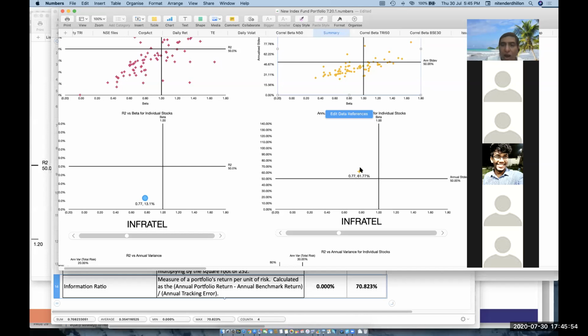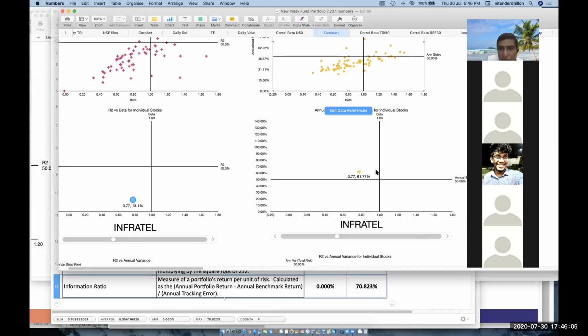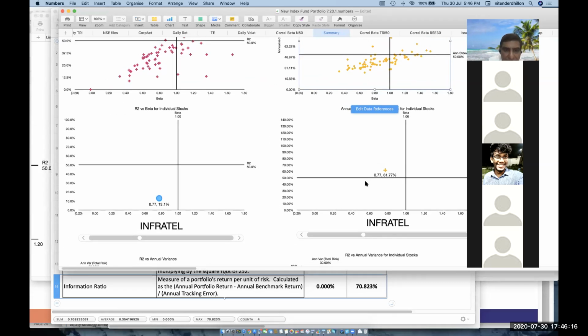Okay, sir. Correct? How much of this total risk of 62% is explained by the market? Total risk of Infratel is 62%. How much of the 62% is accounted for by the market? Sir, 0.8%, sir. नहीं, 13%. 13% of 62% is explained by market. Now, in that narrow window of 13%, what is the strength of the relationship with the index? It is 0.77.